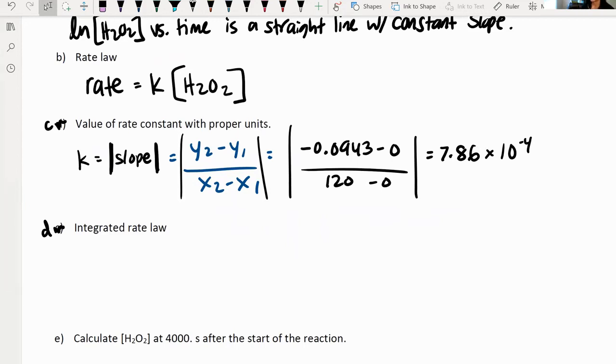With k, we always ask for units, right? So I need to write the appropriate units for k. This is first order, looking at our rate law. First order overall. So my shortcut is 1 over molarity raised to the power of overall minus 1. So it's just going to be 1 minus 1, that's 0, so it's not there. So it's just going to be 1 over time, which is, what are we in, seconds? Seconds. So 1 over s.